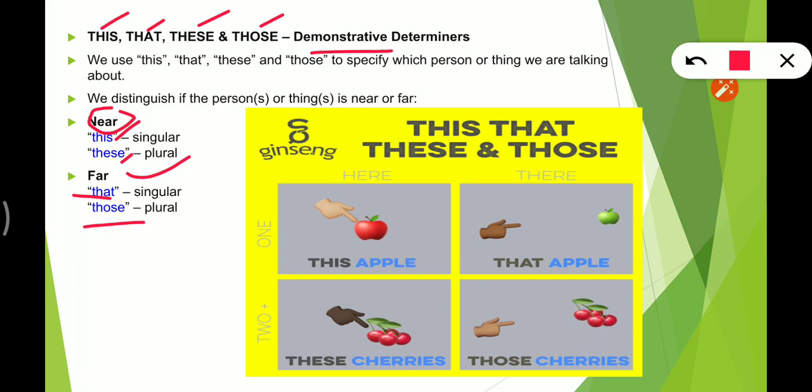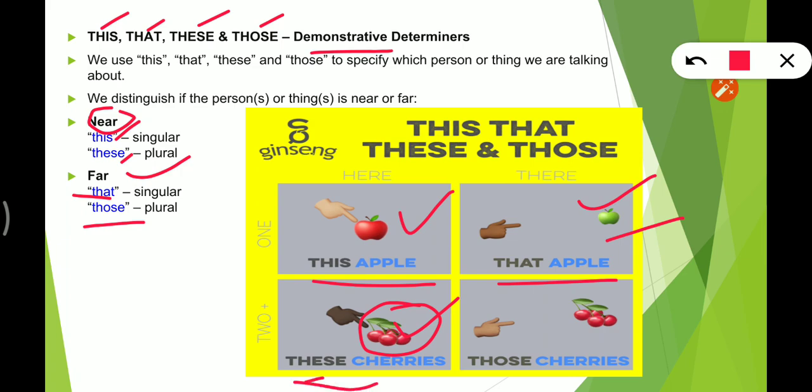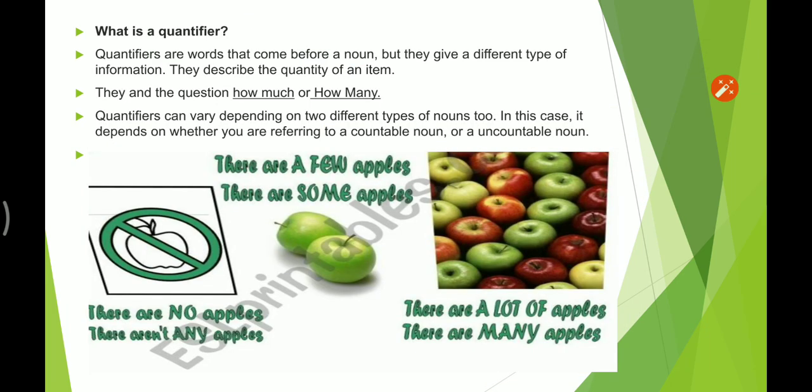For example, here we have this apple is near and this apple is far. So we'll say this apple, and for the far one we'll say that apple, right? And these cherries, they are plural. So as they are plural, and near to us we'll say these cherries, and for them we'll say those cherries, right? I hope it is clear. Let's move to the next one.